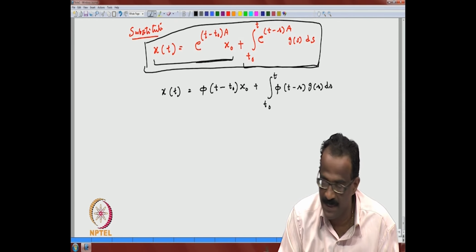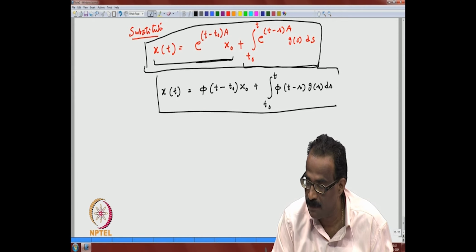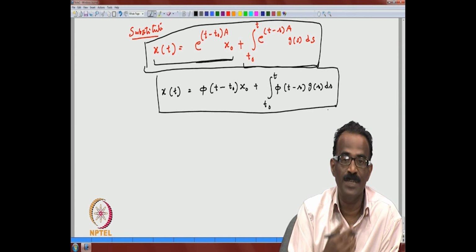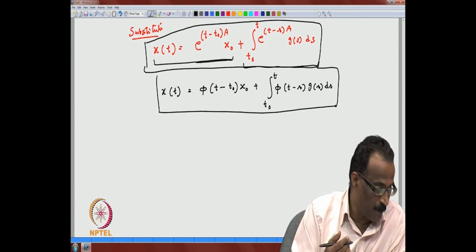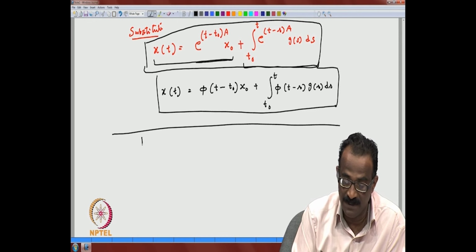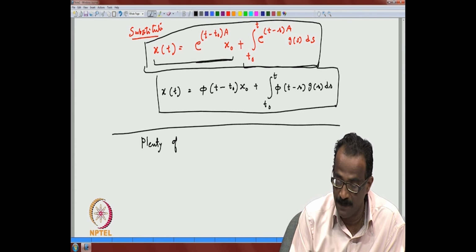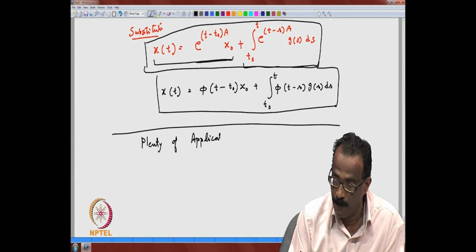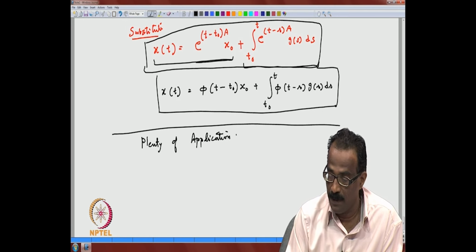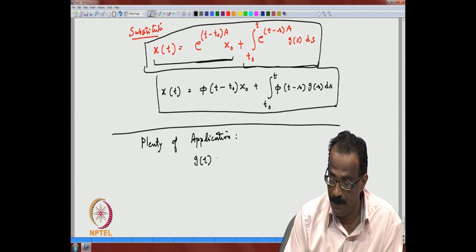This kind of representation is very important in applications. For example, the non-homogeneous term will appear in the control form. So there are plenty of applications. For example, g t may be a control, g t may act as a control.